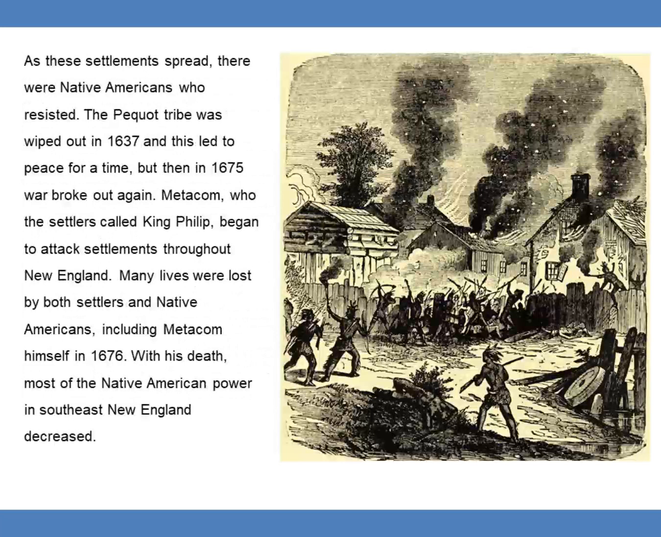As these settlements spread, there were Native Americans who resisted. The Pequot tribe was wiped out in 1637, and this led to peace for a time, but then in 1675, war broke out again. Metacomb, whom the settlers called King Philip, began to attack settlements throughout New England. Many lives were lost by both settlers and Native Americans, including Metacomb himself in 1676. With his death, most of the Native American power in southeast New England decreased.